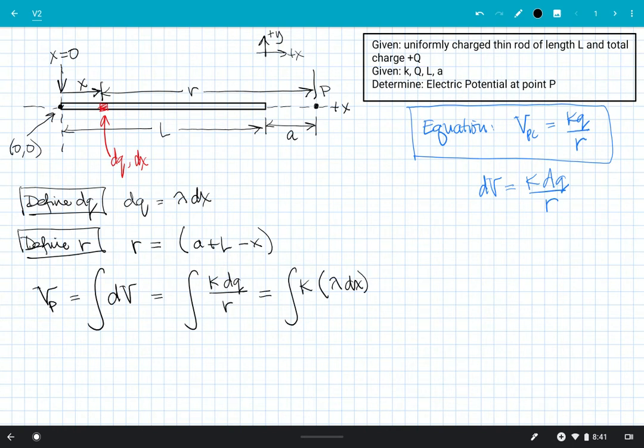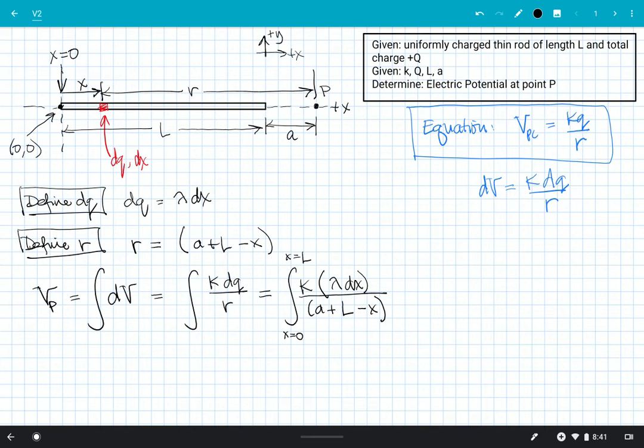That's my dq, right? Over r, and r in this case is a plus L minus x. The bounds of this integration: I look at my coordinate system and I have to look at x. x starts where and ends where for this charge distribution? The distribution starts at x equals 0 and it ends at x equals positive L for my coordinate system. That could be different for you. So that's the bounds of my integration.